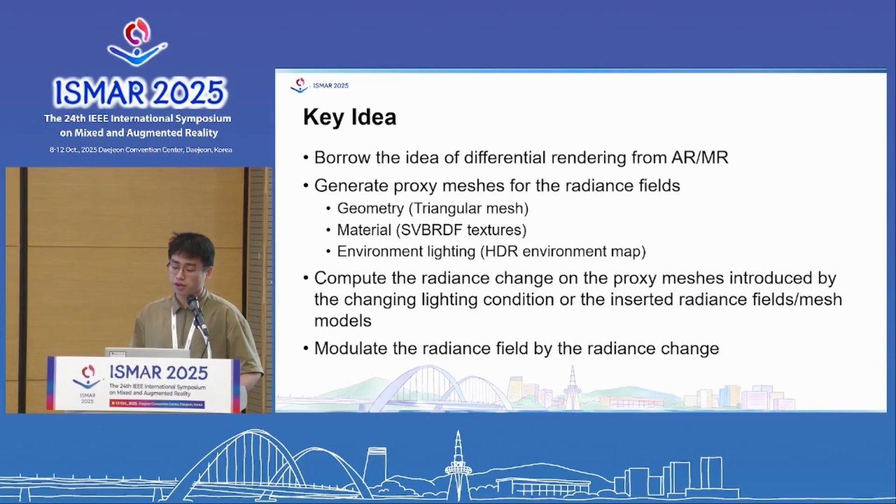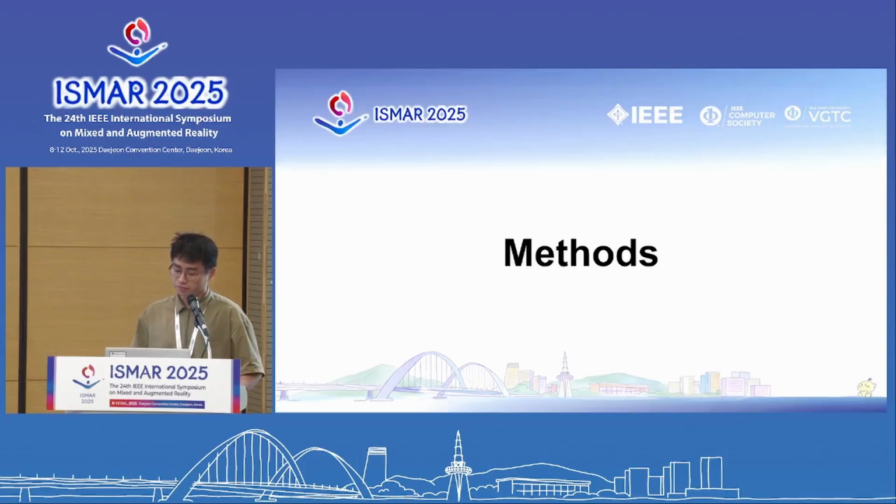In the offline stage, we generate proxy meshes for the radiance fields, including geometry, material, and environmental lighting. At runtime, we compute the radiance change on the proxy meshes introduced by the change of lighting and the incident radiance from radiance fields or mesh models, and modulate the radiance field by the radiance change. Let me describe our method.